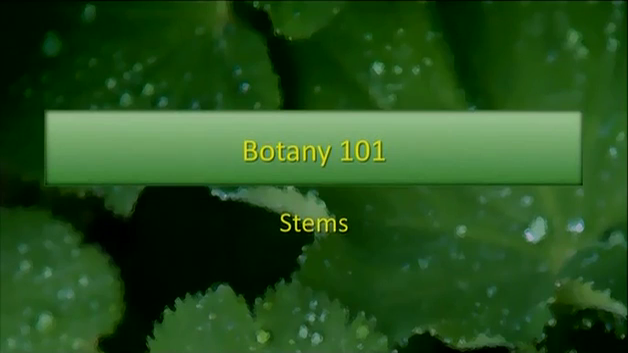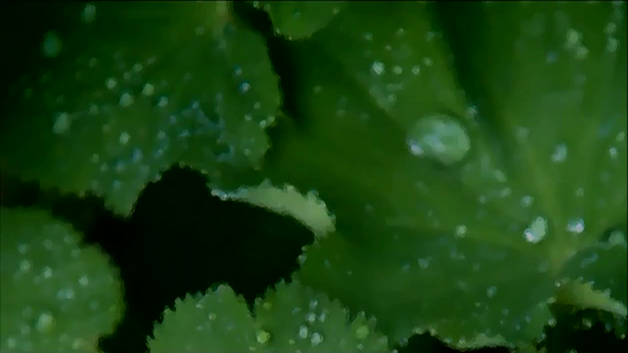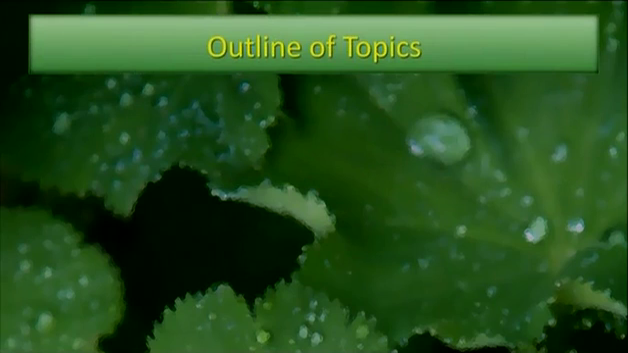Stems, the organs. Remember that the organs are the roots, stems, leaves, flowers, and fruits. So today we have an outline of the topics. First of all, we're going to go into the functions of the stem, and also functions of different parts of the stems.